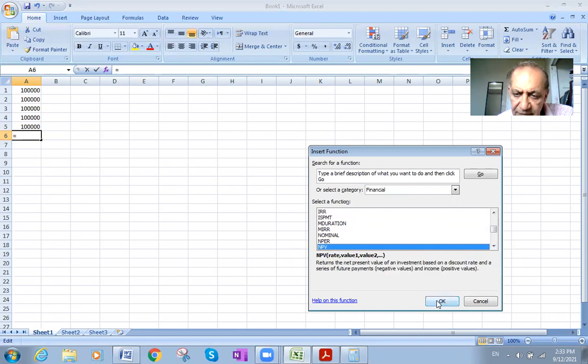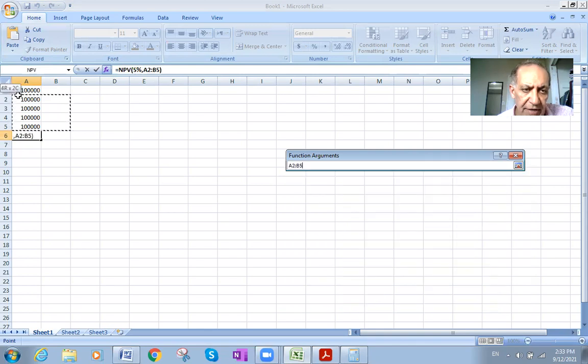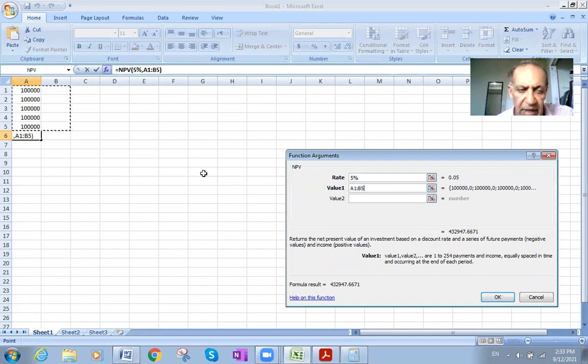Here is the NPV, net present value. So the rate is 5%. We said 5%, and the values are like 100,000. We will take the values from A1, not to B5, I'm sorry about that. We'll take it from A1 to A5. Then we have the values of this, and we'll check how the results will be.